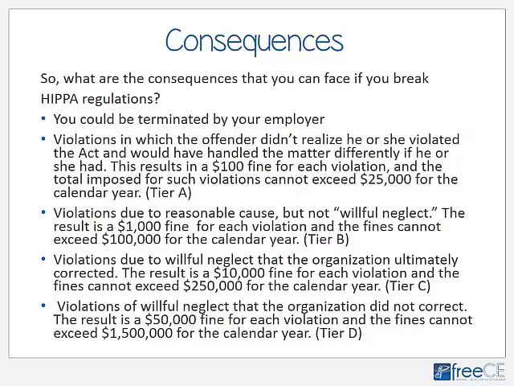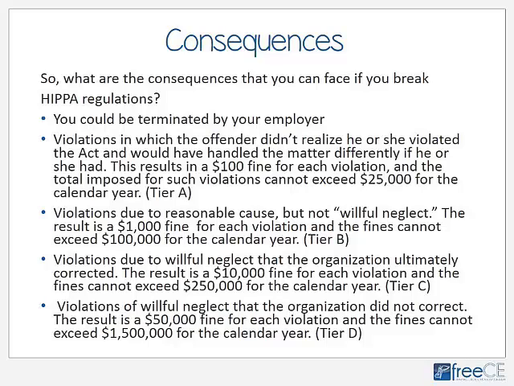So now that we've seen some examples of HIPAA violations, what are the consequences when these violations take place? Well, first of all, you could definitely be terminated by your employer, but there's definitely bigger stipulations than that. Violations in which the offender didn't realize he or she violated the act and would have handled the matter differently if he or she had, the result is a $100 fine for each violation, and the total violations cannot exceed $25,000 for the year. That's in the first tier. There's a few tiers that the consequences are broken up into.